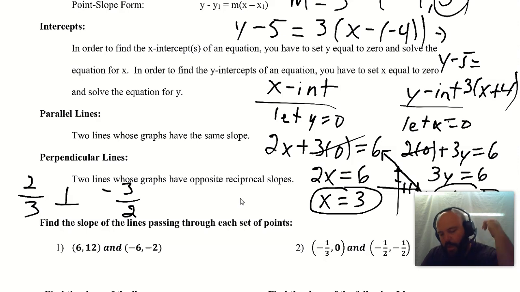-3/2. So the word opposite means if the first one's positive, the second one is negative, and vice versa. If the first one's negative, then the second one's positive. And then the reciprocal, of course, means to flip the fraction over.